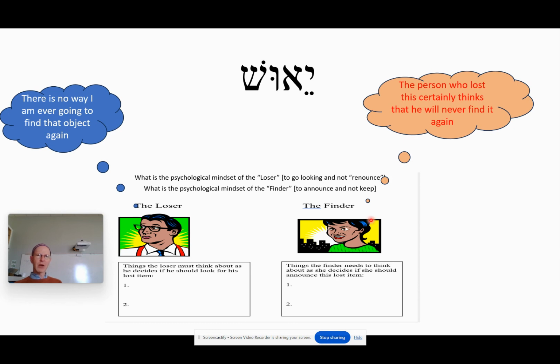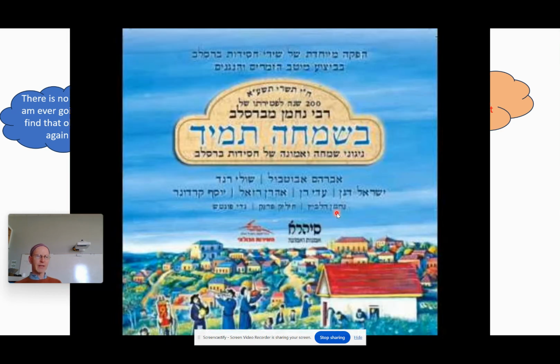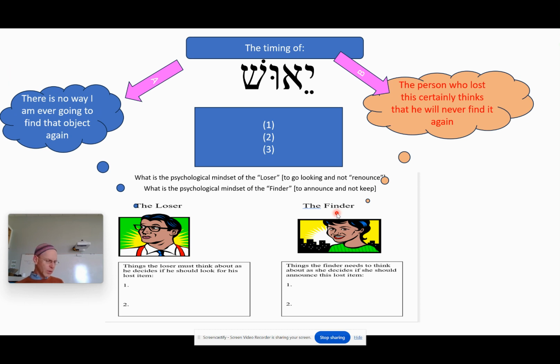Same thing is happening here. The finder of the object is thinking to themselves, "Hmm, has the loser claimed that to be hefker or not? Or have they despaired of ever finding it again?" So we're going to talk now about the timing of Yeush. There's a loser and a finder, and there can be 3 ways that we can have the timing when we have a loser and a finder involved.